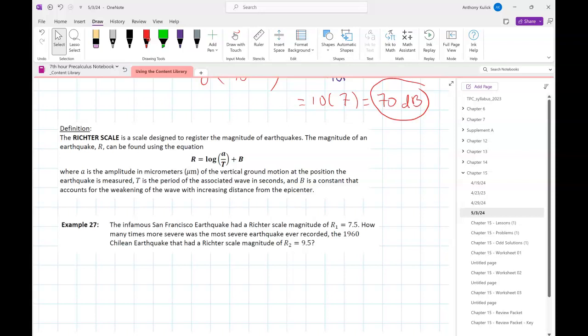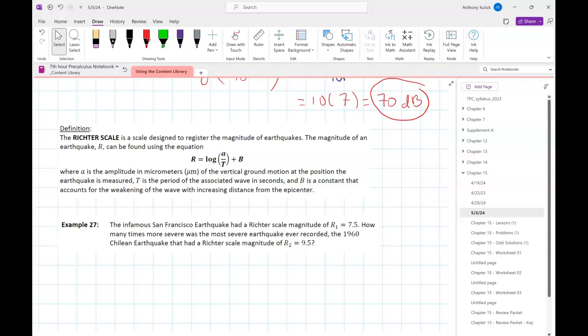And then B is a correction factor, just some constant that's associated with the distance that our measuring tool is from the epicenter of the actual earthquake. So the epicenter is like ground zero, where the earthquake's actually happening. Funny thing about earthquakes is nobody can really predict when and where they're going to happen.